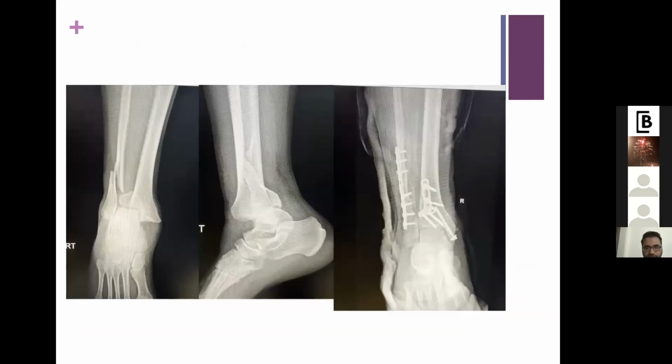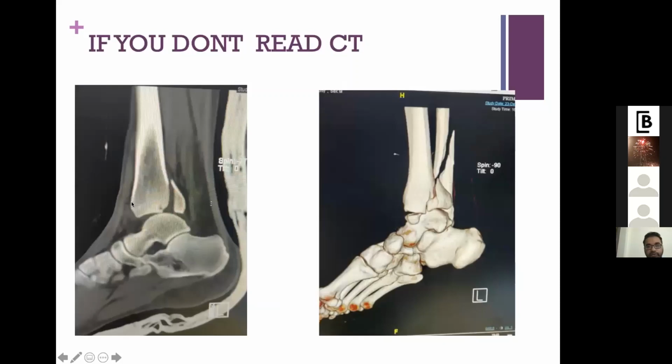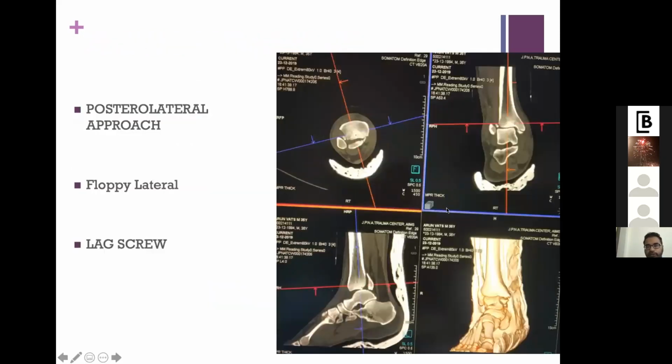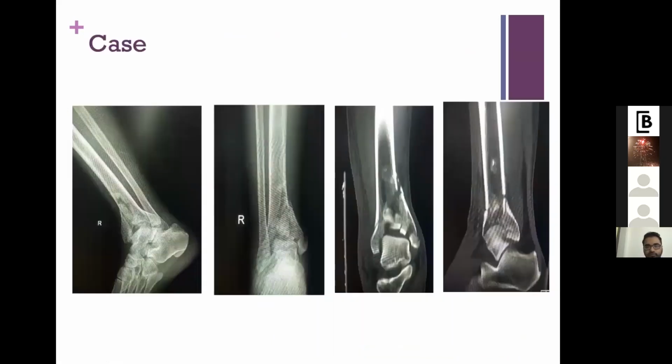There's some examples which I want to show. If you see this X-ray, you can't decide where the fracture is, whether it is medial or lateral. So definitely your CT scan will help. Where is the fracture fragment? You can see here the fragment is mainly on the posterolateral aspect. So your approach should be mainly posterolateral, and fix the posterior fragment, then go on to fix the other fragment.